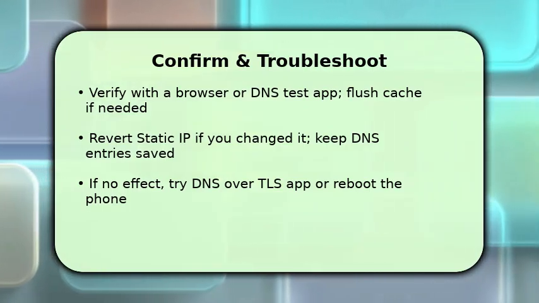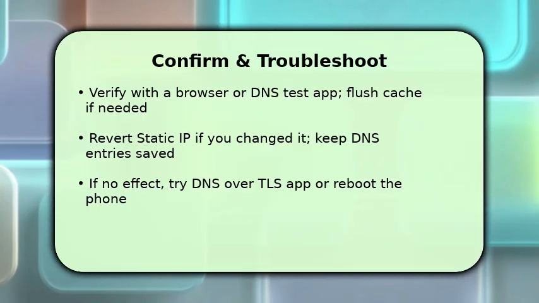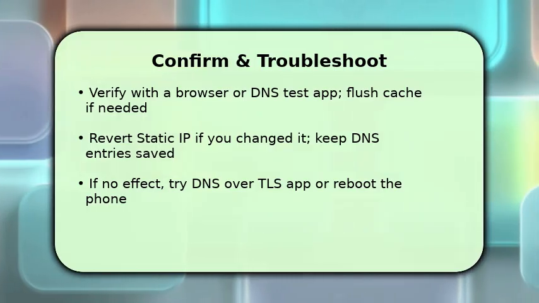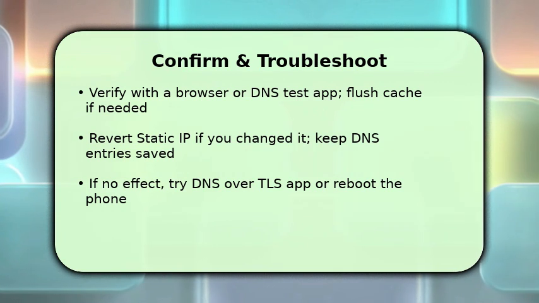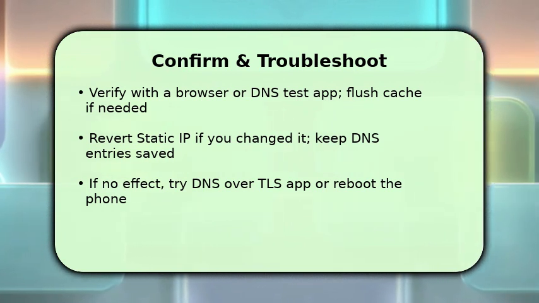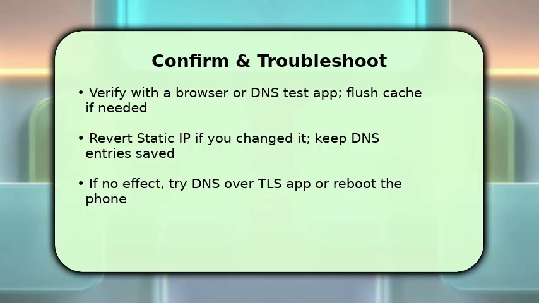If settings are ignored, install a trusted DNS over TLS or private DNS app. Because some carriers or Android builds block manual DNS, that app is the only reliable workaround.